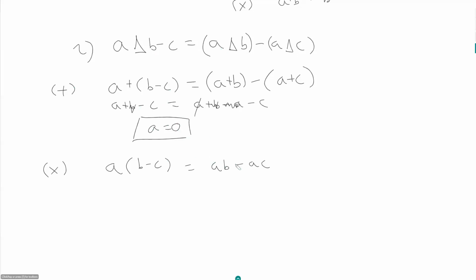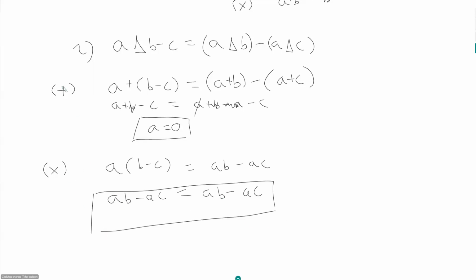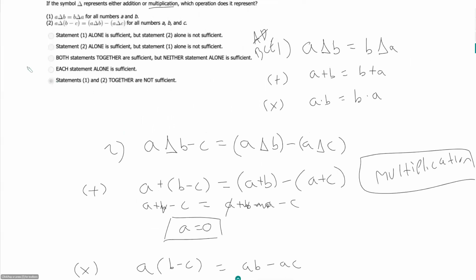So I am hoping that means multiplication will. And this one looks easier, because if I just multiply out this left side, I get AB minus AC is equal to AB minus AC. That is definitely true all the time. So statement 2 is sufficient to say that delta is multiplication. And B is our answer. And I did it in under 20 minutes that time.